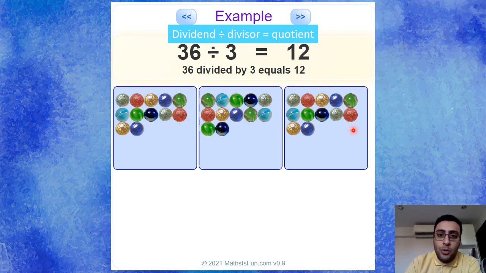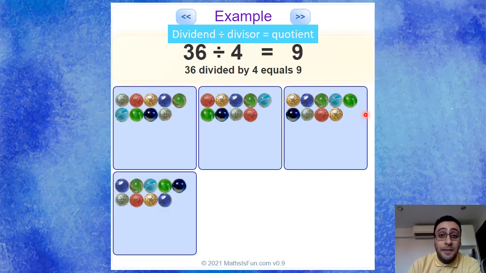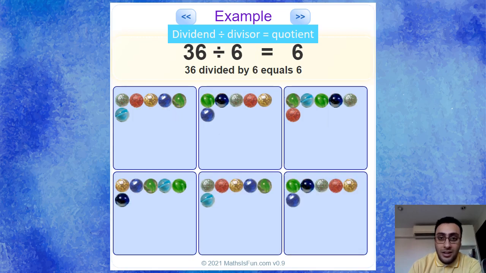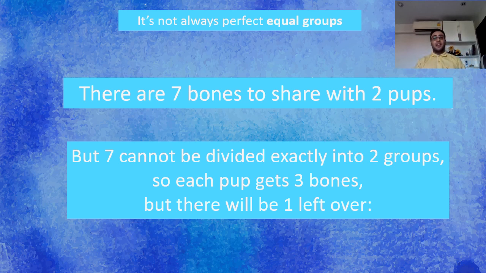12, 12, 12. Divided by 4. 9, 9, 9, 9. Divided by 6. 6, 6, 6, 6, 6, 6. So now you understand what it means when you say divide a number, okay?